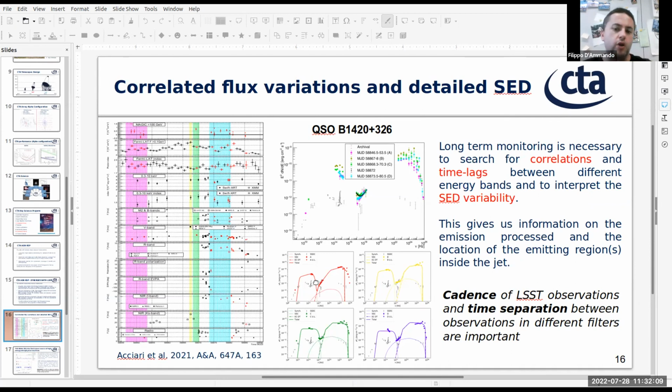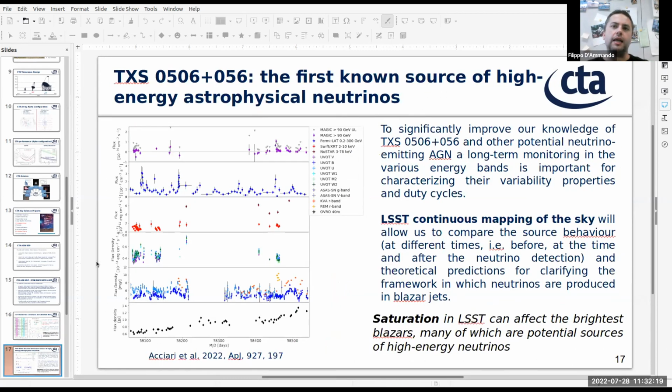So this is something, of course, that cannot be obtained for all sources, but at least for some of them, hopefully we can have. And the long monitoring, the continuous mapping of the sky of LSST can be even more important for the AGN that are related to the emission of high-energy astrophysical neutrinos. This is the first example of an association, the famous TXS 0506.